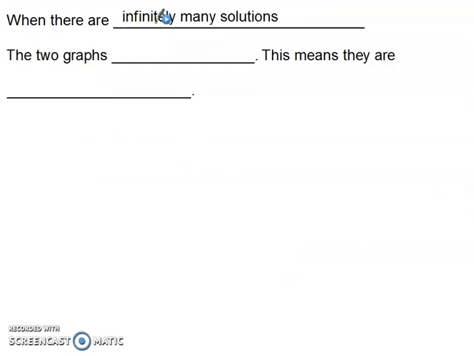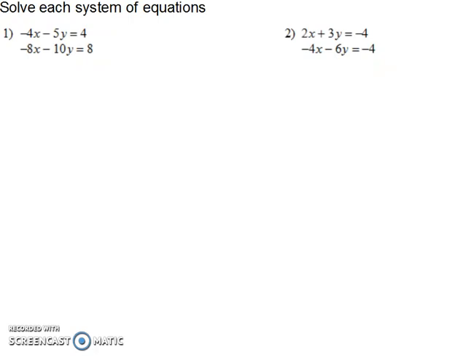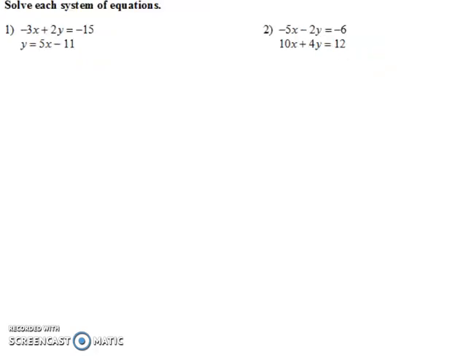When there are infinitely many solutions, the two graphs coincide. This means that they are actually the same line. So whatever works for one equation also works for the other equation. Go ahead and take a moment and practice these two as well as the following two on your own. So pause the video and I will walk you through them shortly.